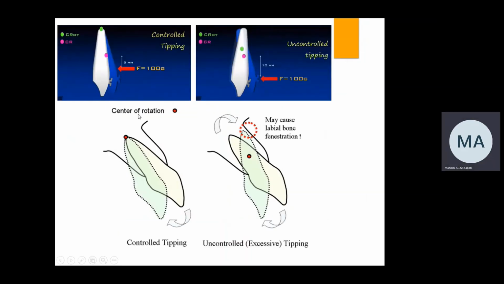So here to show you the controlled tipping, where we have the center of rotation exactly at the apex, and we have controlled crown tipping. As the center of rotation goes away from the apex, in between the center of resistance and the apex, we will have uncontrolled tipping because the root will start to move, and sometimes this could be excessive, causing problems. So if the center of rotation is here, then the tipping of the crown could be seen clinically, and it is controlled. We know exactly where the crown is going.